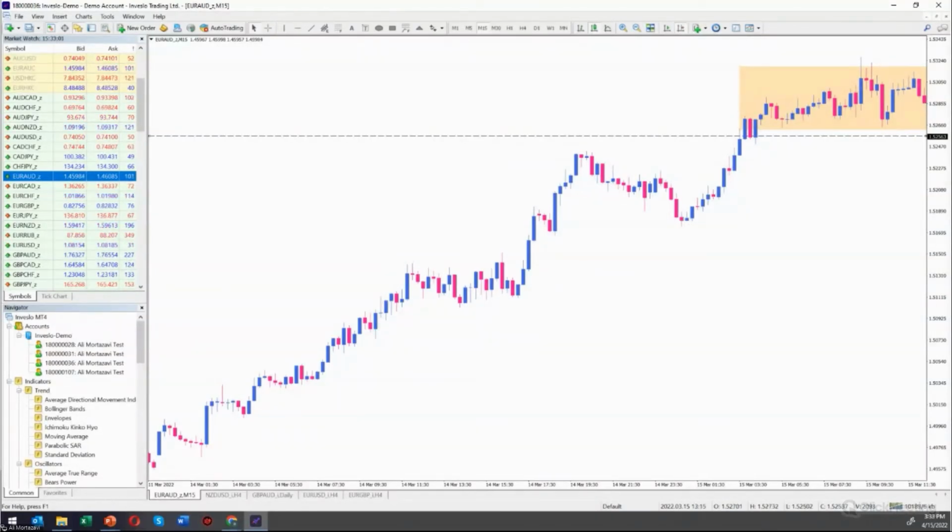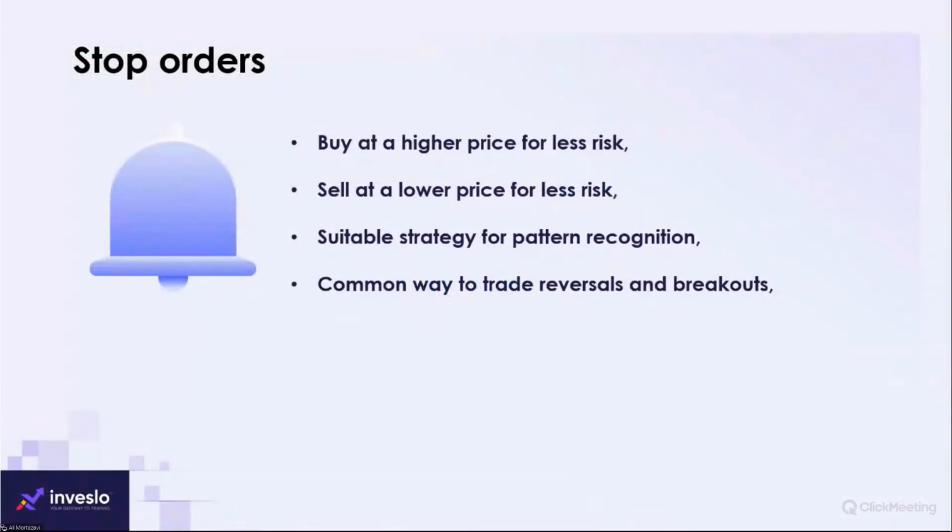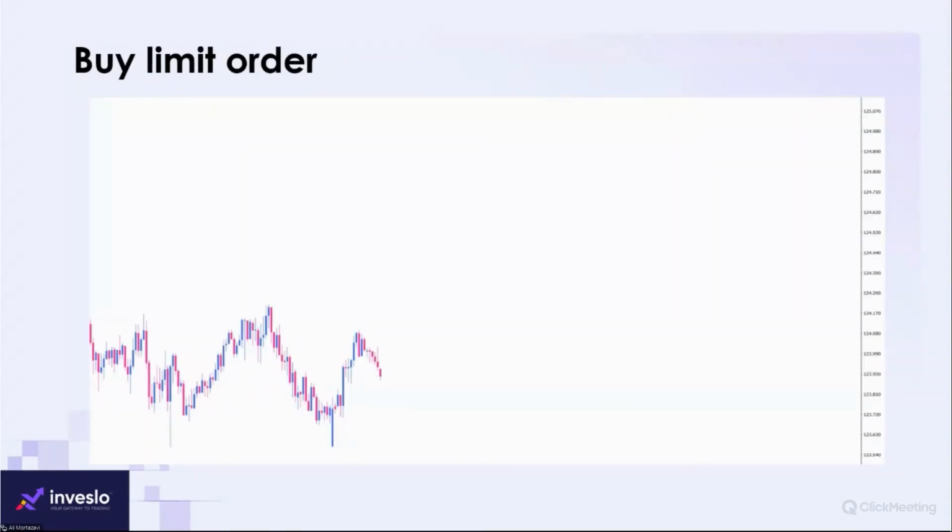It means you assume the market will fall to this level, and if that happens, the market is going to establish a new downtrend here. So you are going to place your sell stop order. This is a very common way to trade reversals and breakouts, and it's also very useful for pattern recognition. But one step forward, we have the limit orders, and let's go through the buy limit order.